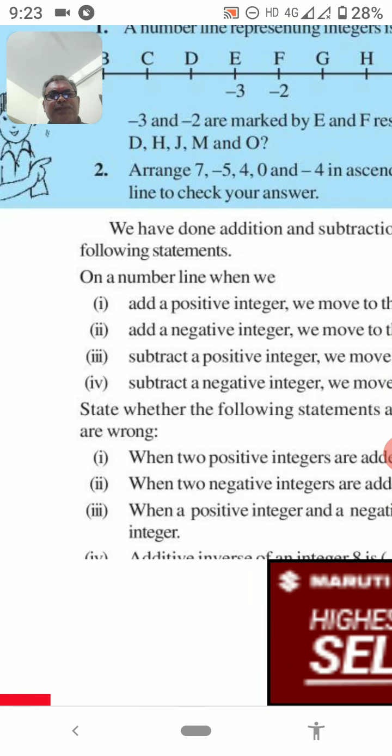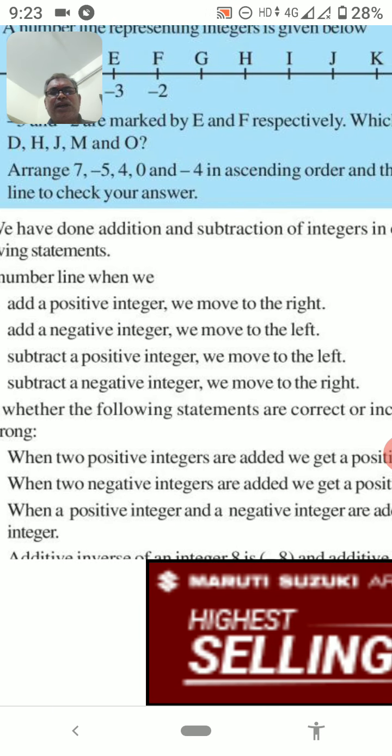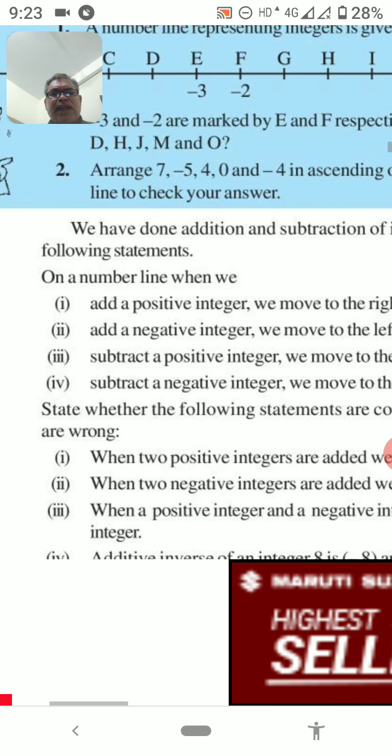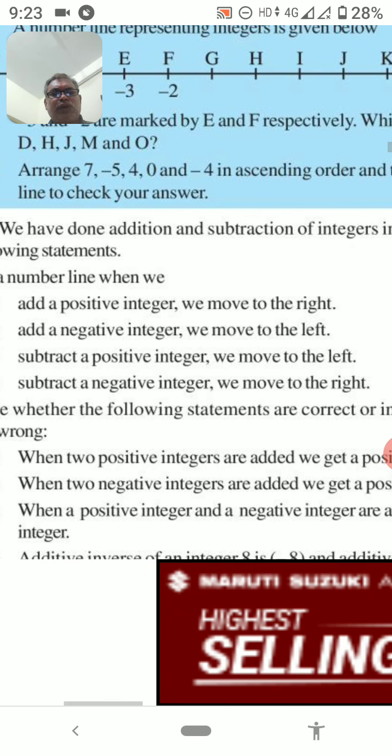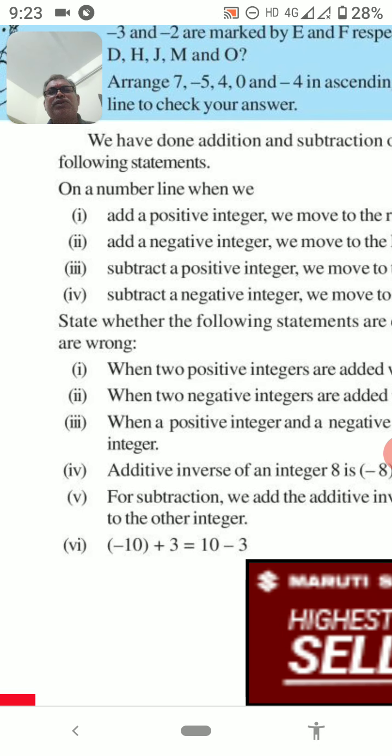Now come to the point: suppose we add positive integers, we have to move to the right, and if we have to add a negative integer, then we have to move to the left. Subtract a positive integer, we move to the left. Subtract a negative integer, we move to the right. This we have studied in class 6.